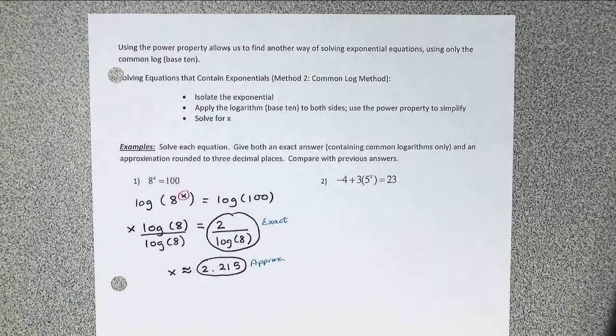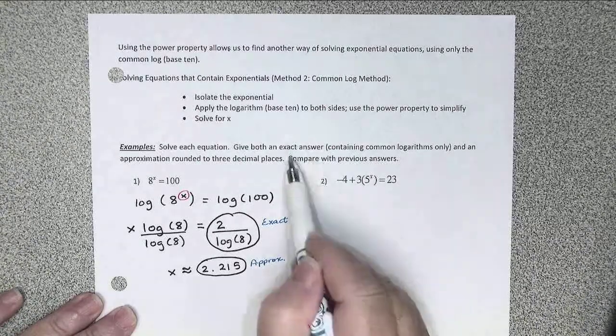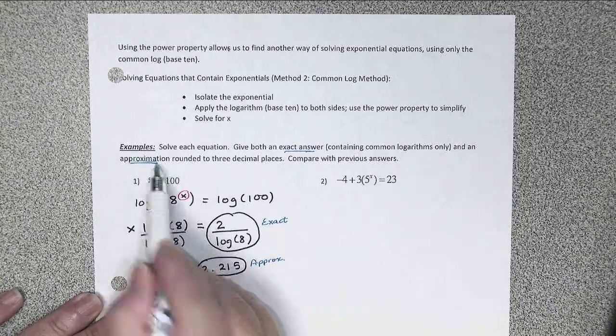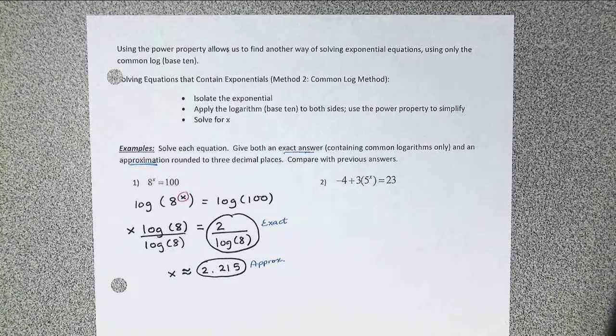In these problems, we're going to give both our exact answers, which will contain a logarithm as part of the answer, and then also an approximation, rounded to 3 decimals, just like we did. All right, let's try the next one.